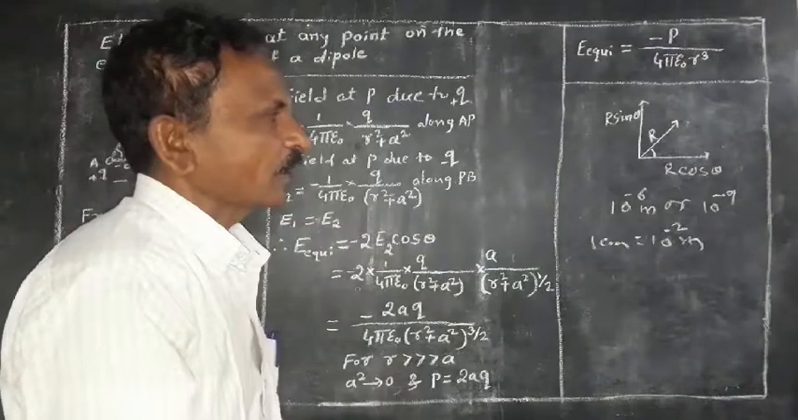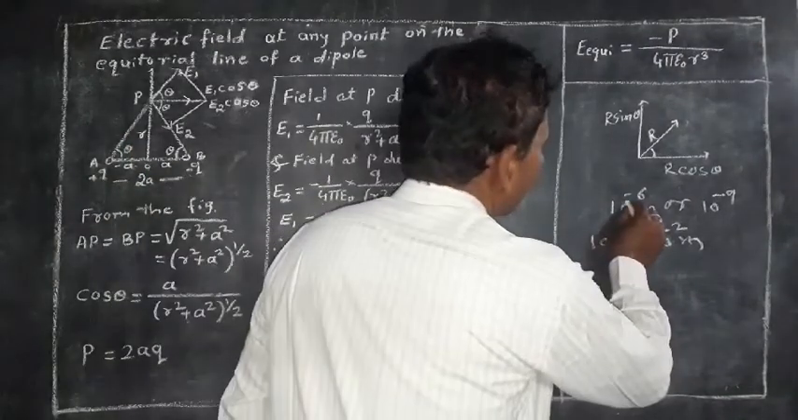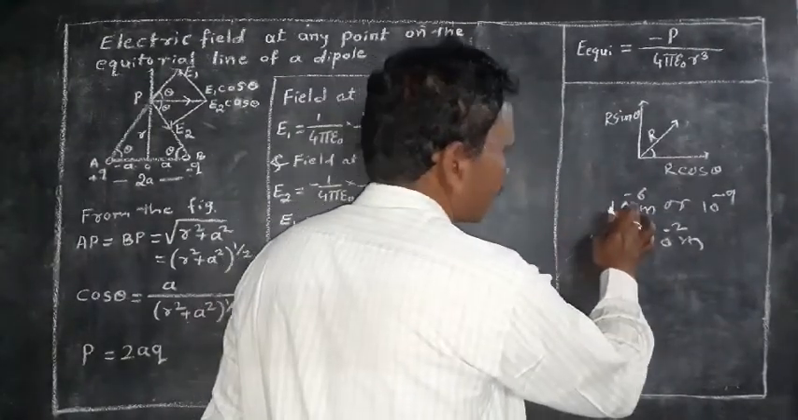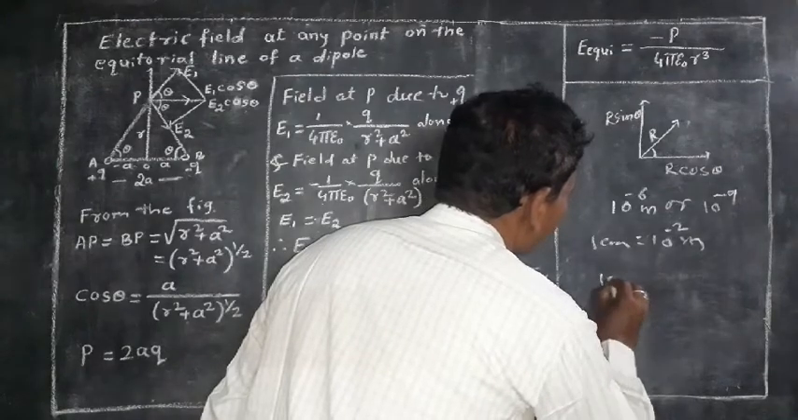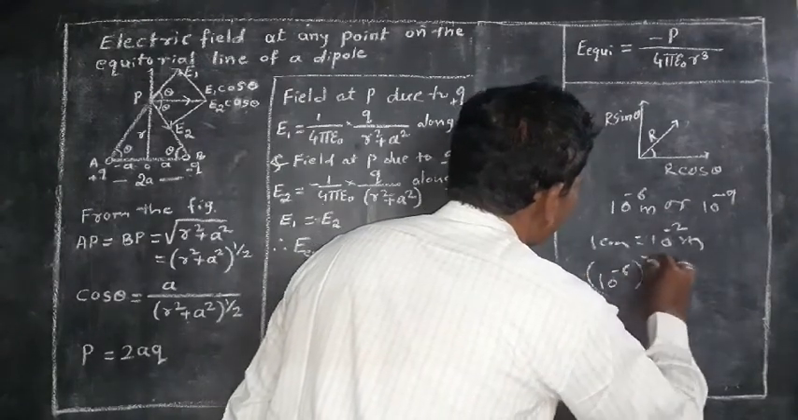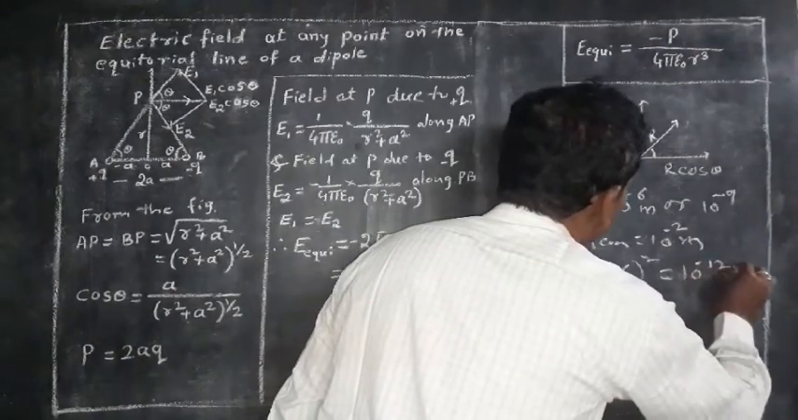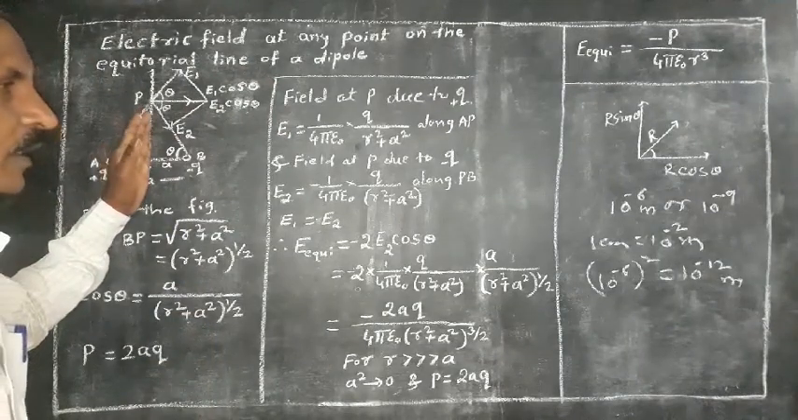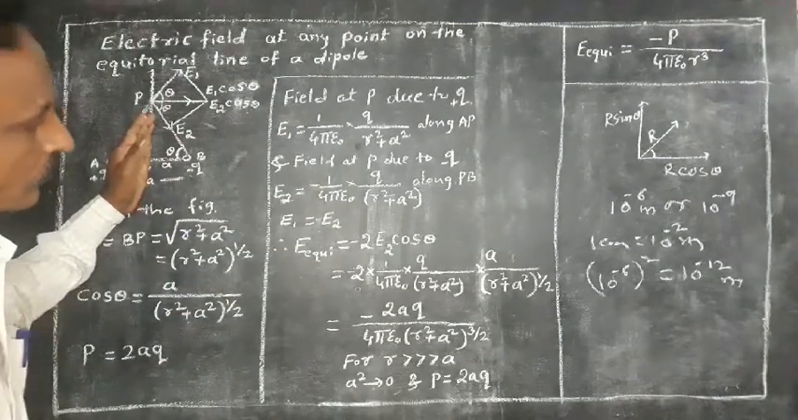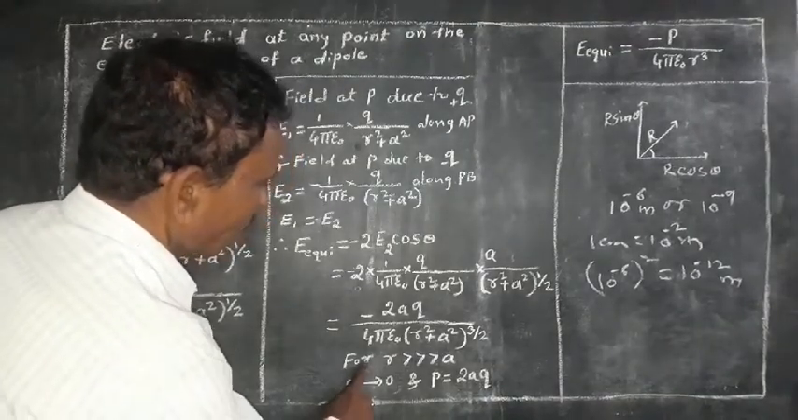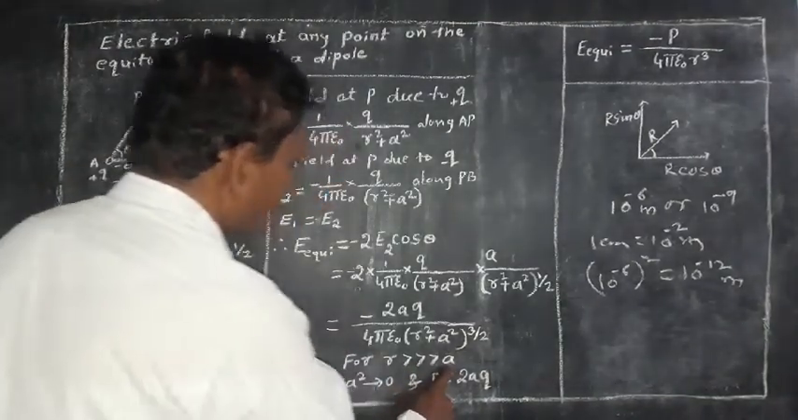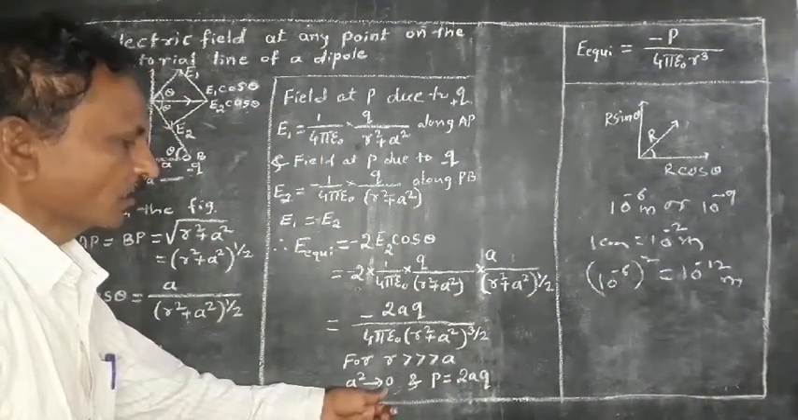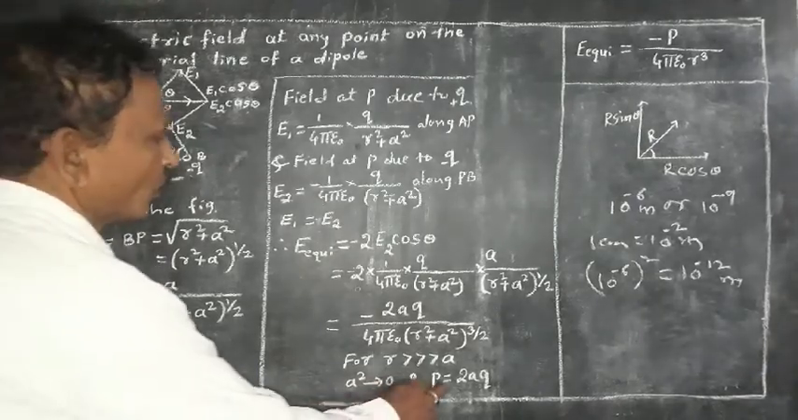Then A square is again very small. If the semi-dipole length is expressed in terms of 10 raised to minus 6 meter, then its square is 10 raised to minus 6 raised to 2, which is equal to 10 raised to minus 12 meter. Therefore, for R very much greater than A, A square is again very small, that tends to 0, and P equal to 2AQ.